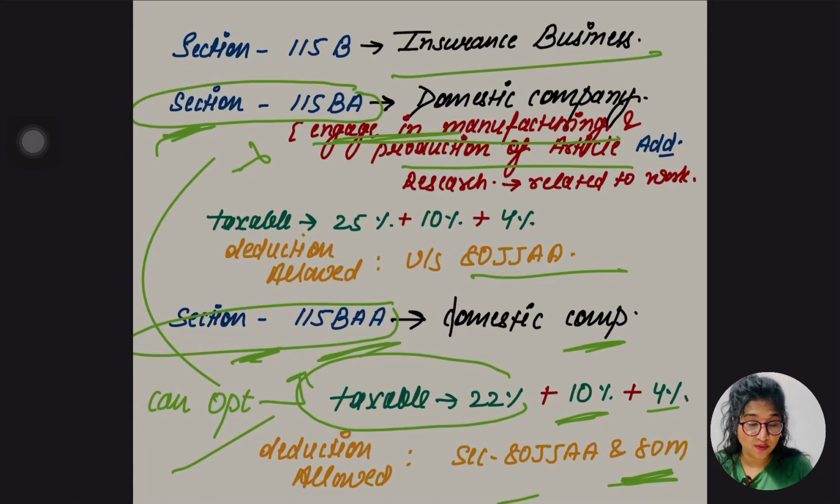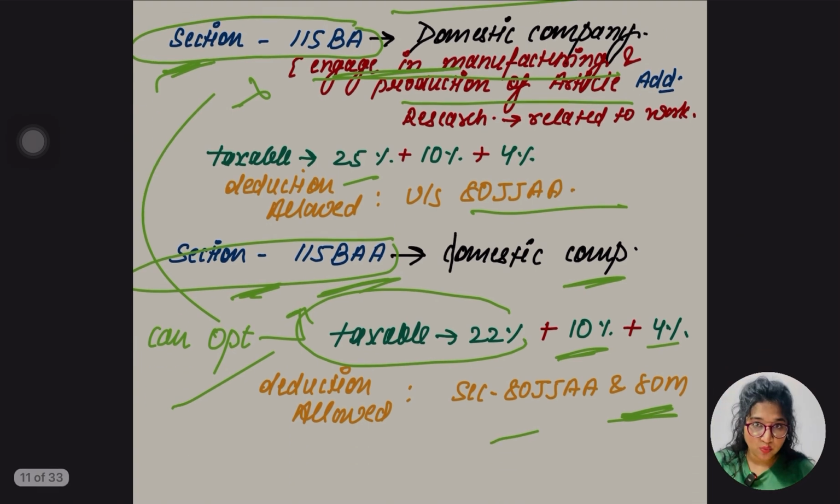So let's continue our DT chapter. We were doing the assessment of company. Let's complete it. Let's do a very quick revision of tax rates, of sections. Section 115B was of insurance business, 12.5% from life insurance business only. And 115BA bar of domestic company: the rate was 25%, then 10% surcharge, then 4% cess. But there was one deduction allowed, that was 80JJAA.